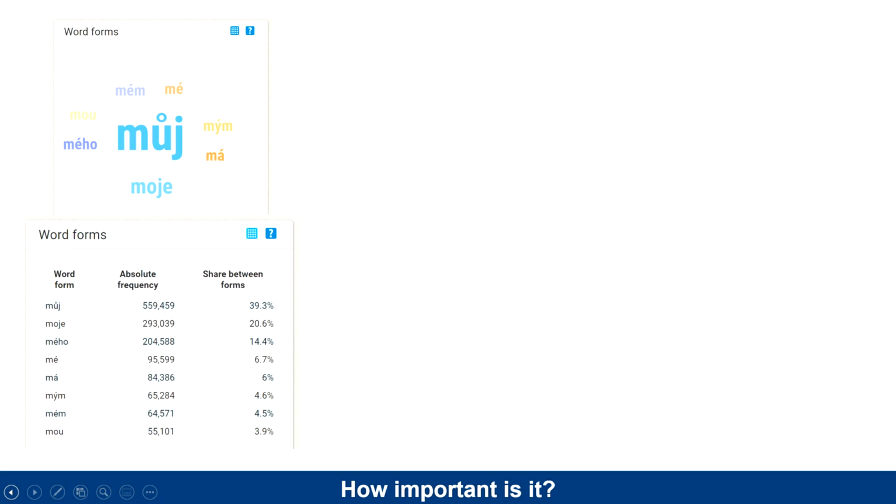Now, how important is all of this in the overall scheme of things? Well, when we look in the word at a glance tool in the corpus, we're going to see, for example, for můj, that můj, the basic form, is by far the most common, followed by moje, which is the feminine form of that. And when we look at the actual numbers, we see that the only other form that is more than 10% of all uses is mého, and all the other ones are barely making the cut.